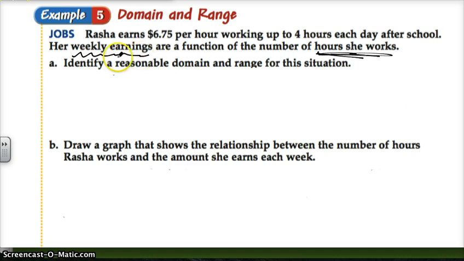Let's try that again. The independent variable is hours, and the dependent variable is the amount of money she's going to make. So identify a reasonable domain and range.